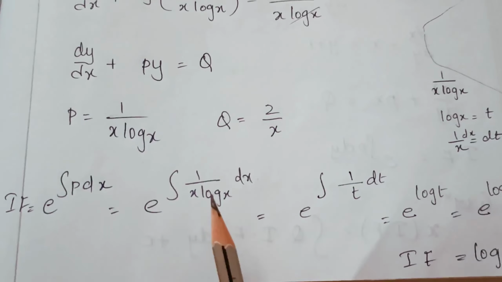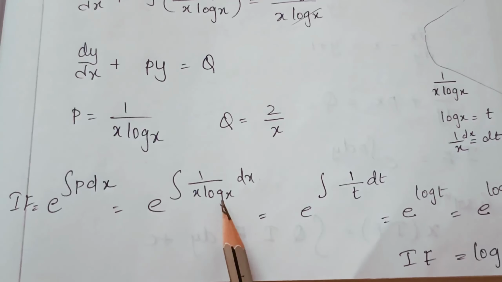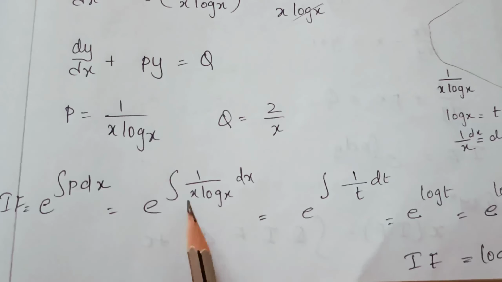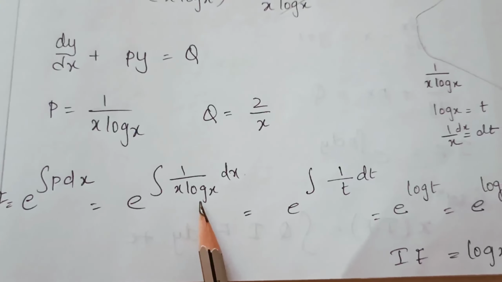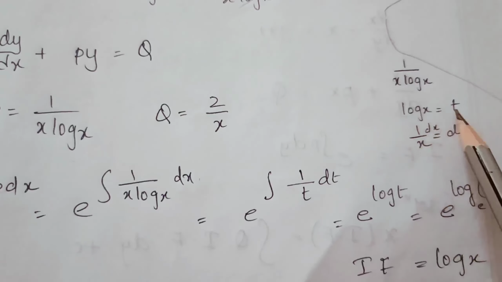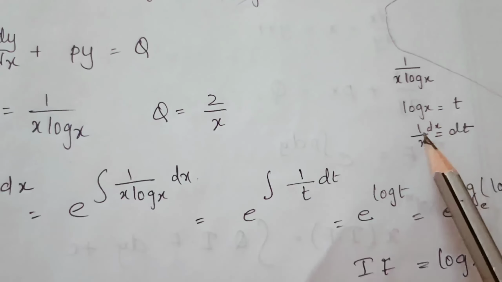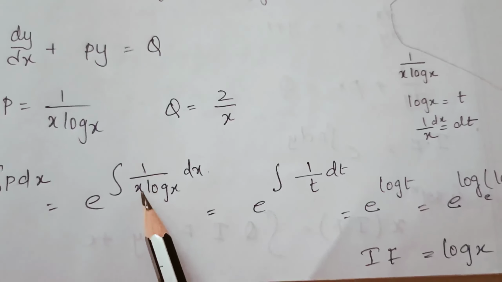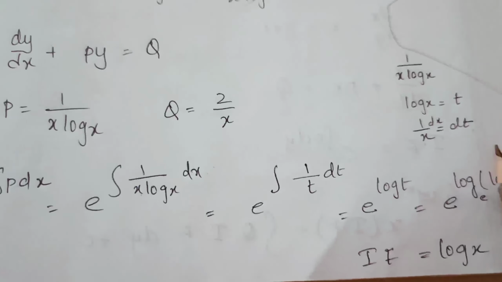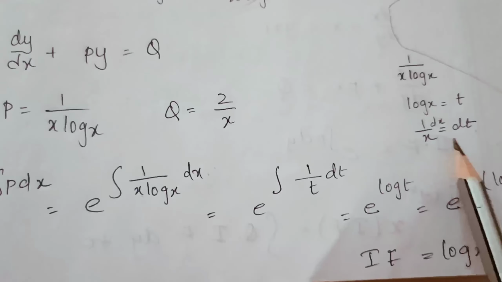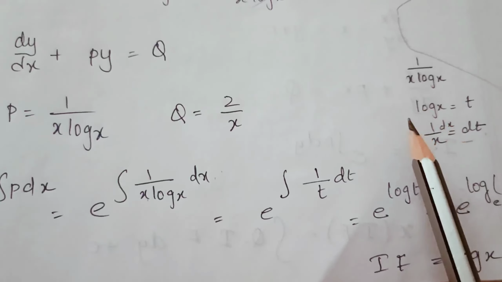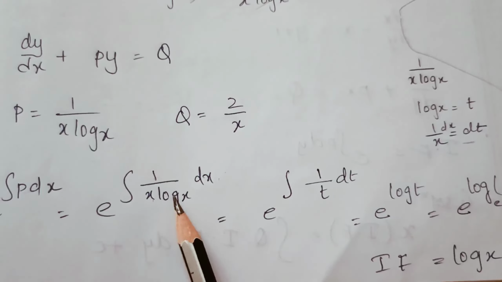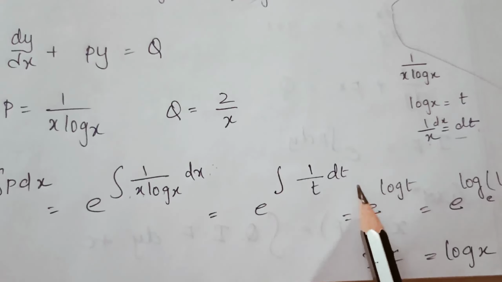Now here we are using the substitution method because the derivative of log x is 1 by x. Log x is there and its derivative is also there, so we can use the substitution method. Take log x as t. So the derivative of log x, 1 by x dx, is equal to dt. At the place of 1 by x dx, we are substituting dt, and at the place of log x, we are substituting t. So 1 by t, and 1 by x dx is nothing but dt.